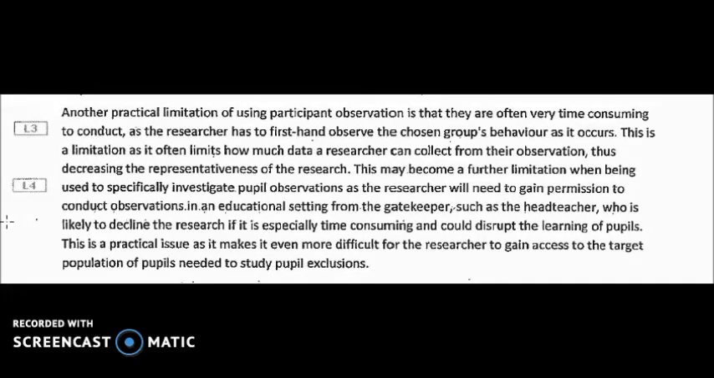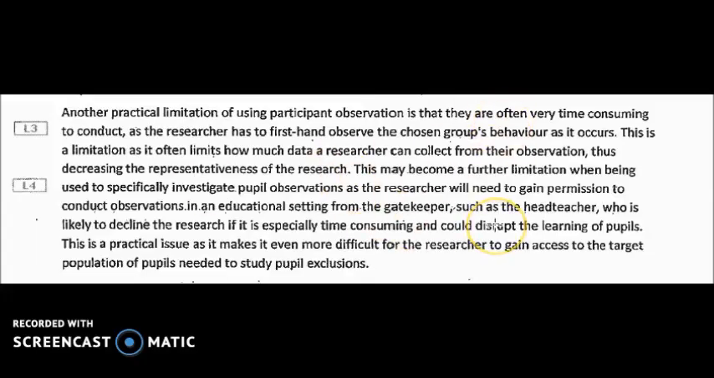The second paragraph continues with the practical limitations of it, but this time she takes it from a different angle, because she is suggesting that with it being participant observation, and by nature of an observation, it does tend to be time consuming because of the first-hand observation of the group. And this becomes a limitation because it impacts the amount of data that you can collect from an observation, which will then impact whether it's representative of that group in general. She then clarifies it by applying it to the context in the question.